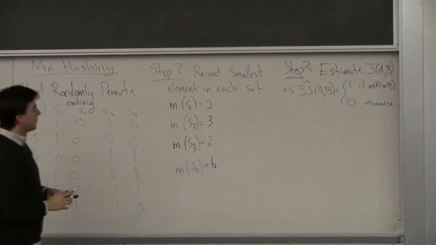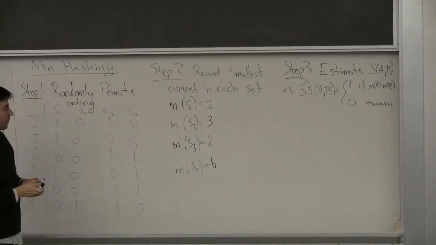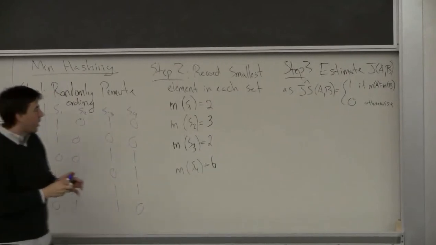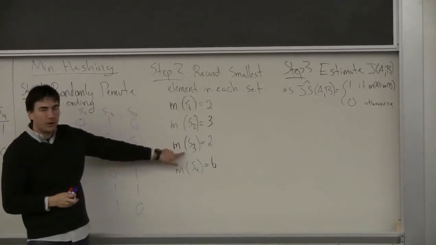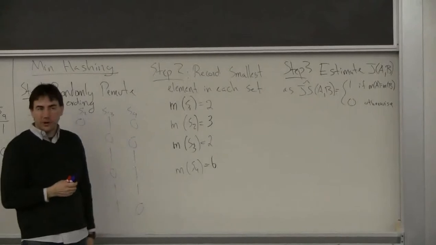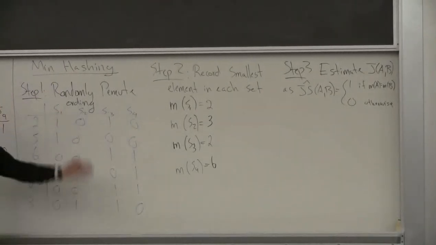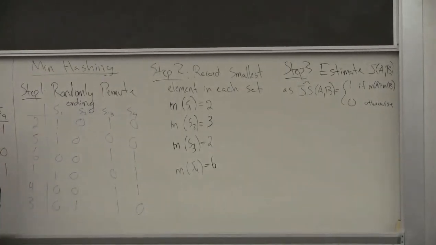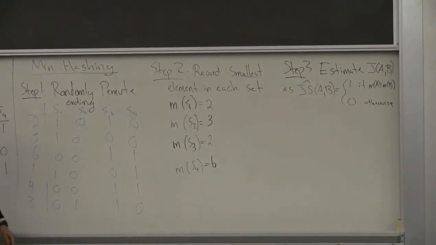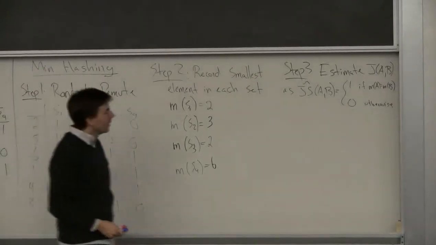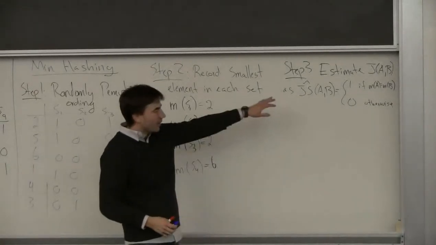So my estimate is that Jaccard similarity between set S1 and S3 is 1. All other pairs are going to be 0. So this is a pretty coarse estimate. It's either 1 or 0. Now Jaccard similarity was in the range 0 to 1, so it kind of makes sense. But, you know, it's a pretty rough value here.